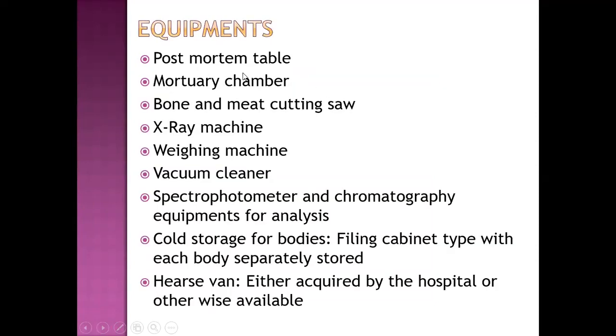Equipments required in mortuary include postmortem table, mortuary chamber, bone and meat cutting saw, X-ray machine, weighing machine, vacuum cleaner. Spectrophotometer and chromatography equipments may be required for chemical analysis. There should be cold storage facility for bodies. It should be of filing cabinet type with each body separately stored.